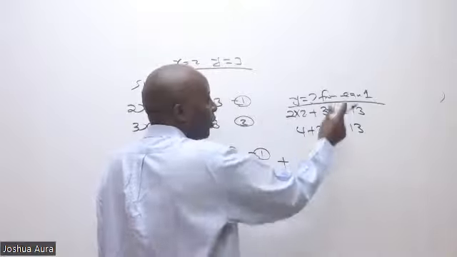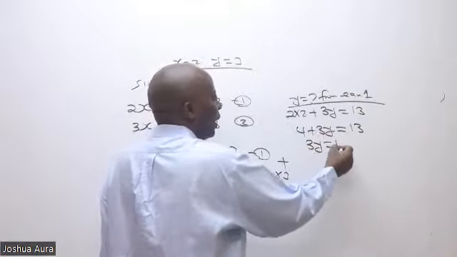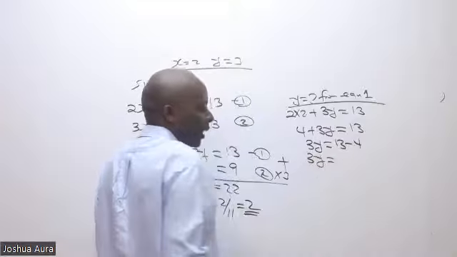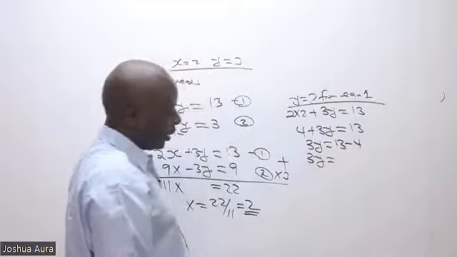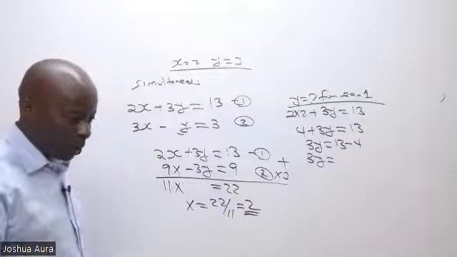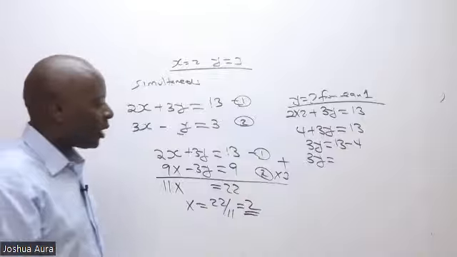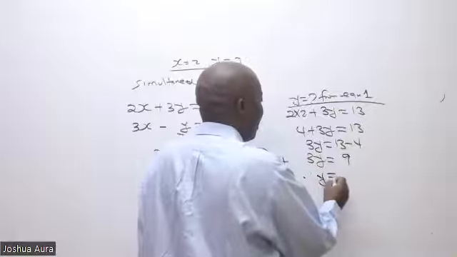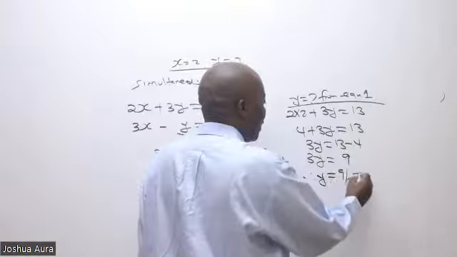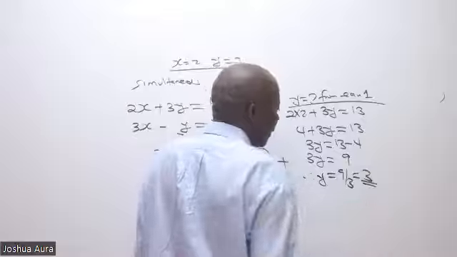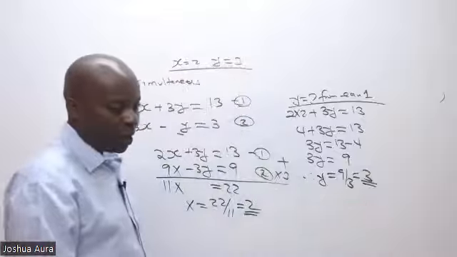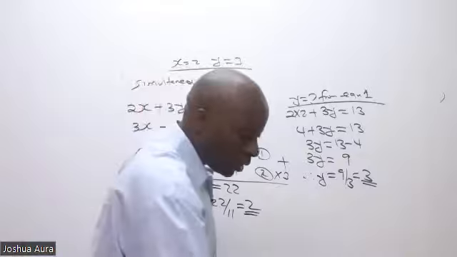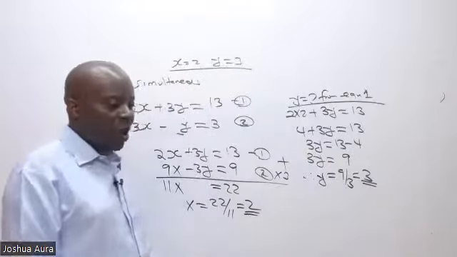So take this to the other side. It will be 3y equals 13 minus 4. 13 minus 4 gives me what figure? You guys have calculators, and we don't want to reason so much in the morning. Thank you, Brian. So this gives me 9. So therefore, my y will be 9 divided by 3, which will end up giving me 3. Y equals 3.